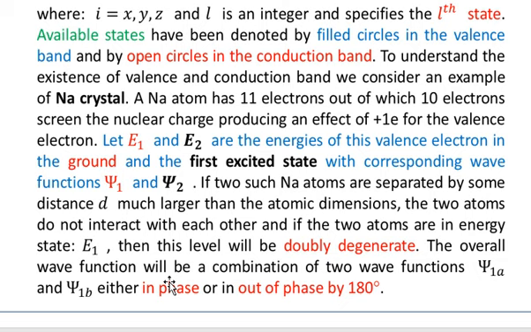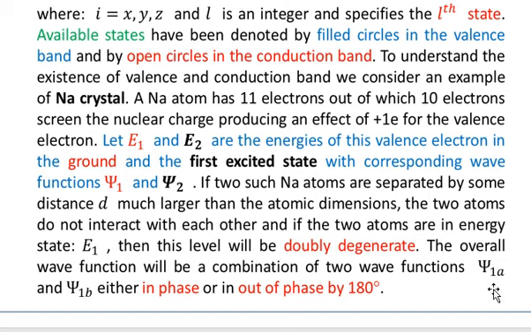The overall wave function will be the combination of the two wave functions, psi1a plus psi1b. So you see that psi1a is actually the wave function corresponding to the ground state of the electron in the sodium atom, and psi2 is the wave function corresponding to the first excited state.